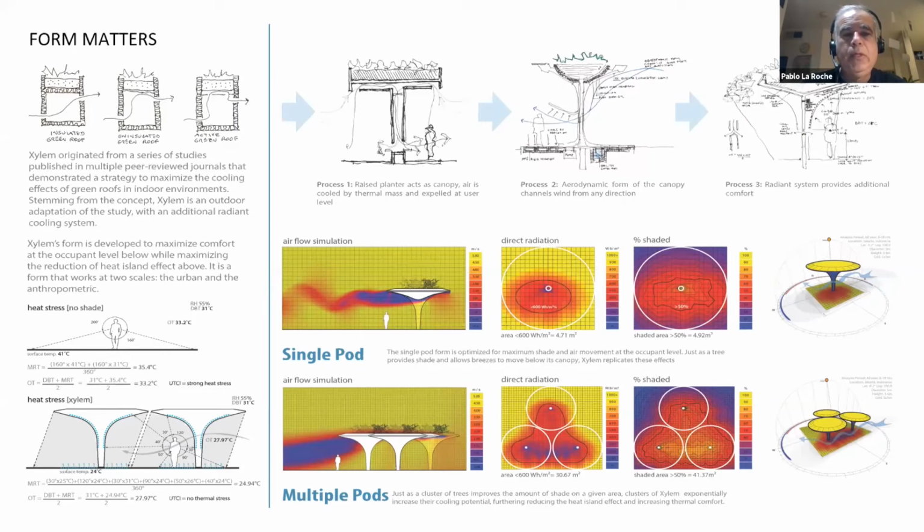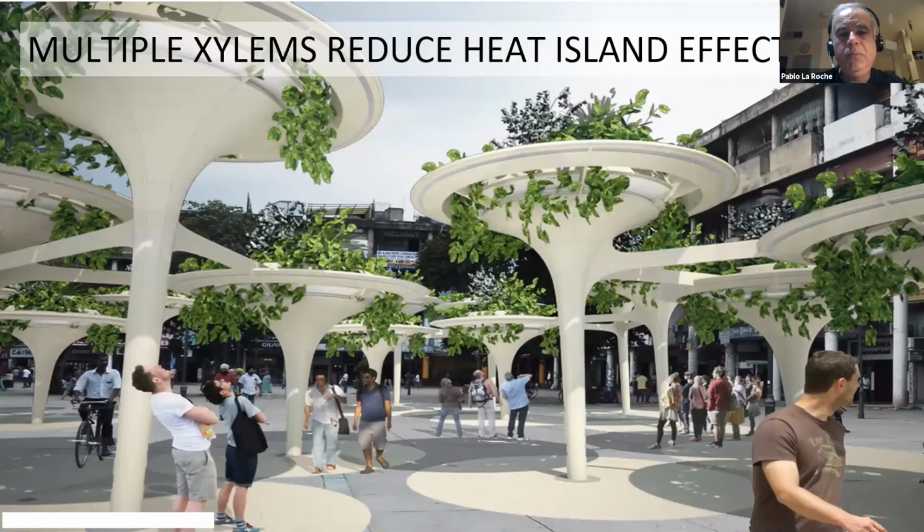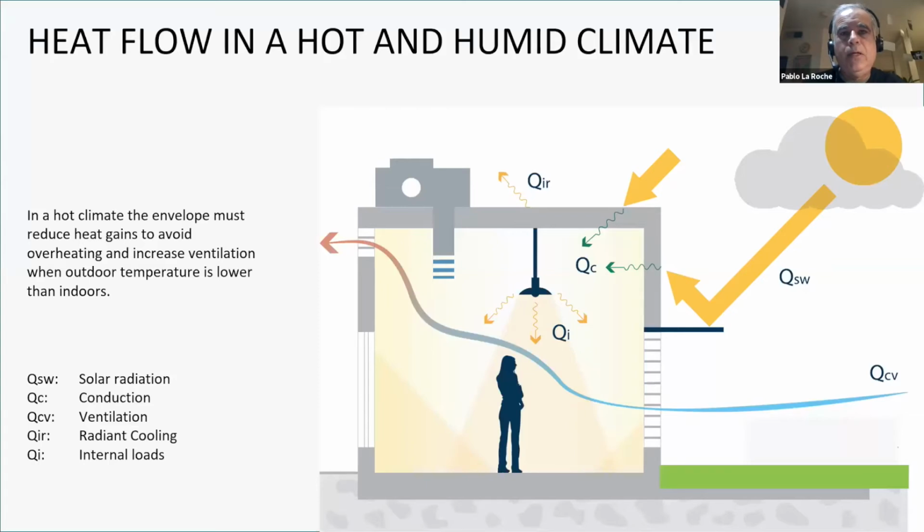And again, we're trying to maximize outdoor comfort by understanding the processes that affect thermal comfort, sort of what Alfredo mentioned in the beginning. And when you combine several of these together, we're not only improving comfort below, but we're also reducing the heat island effect. So multiple combinations of these elements reduce the heat island effect. So in a hot and humid climate, when we think about the envelope, we have to block solar radiation from the sun, block conduction, and maximize ventilation.